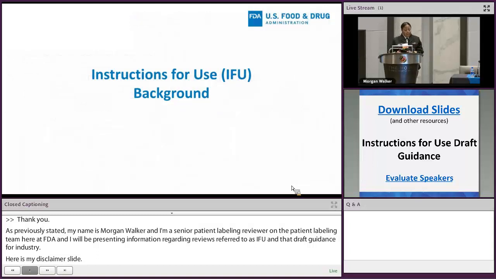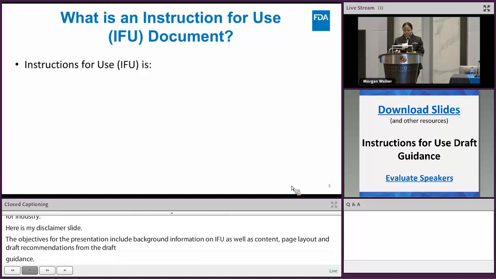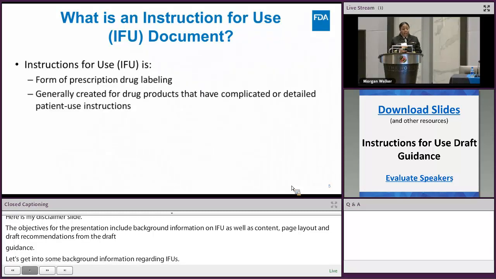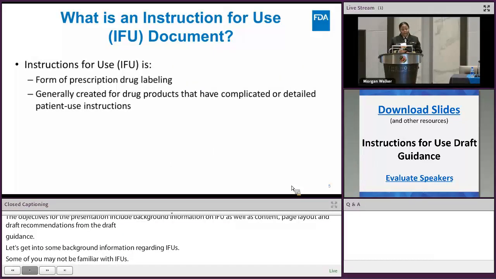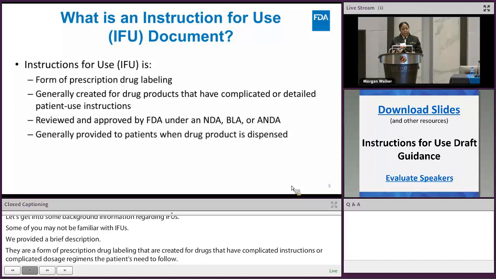Now let's get into some background information regarding IFUs. Some of you may not be familiar with what IFUs are, so we provided a brief description. IFUs are a form of prescription drug labeling that are created for drugs that have complicated instructions or complicated dosage regimens that patients need to follow to safely administer their medications. They're usually given to patients at the time when the drug is dispensed.